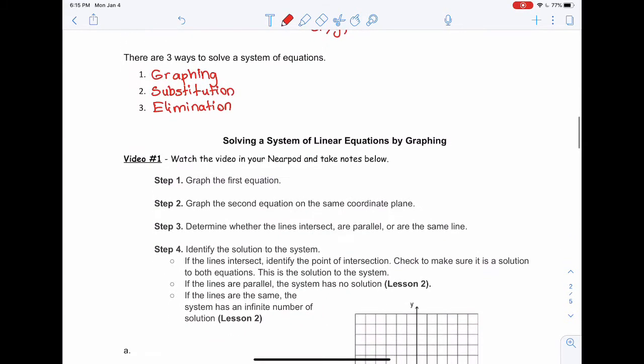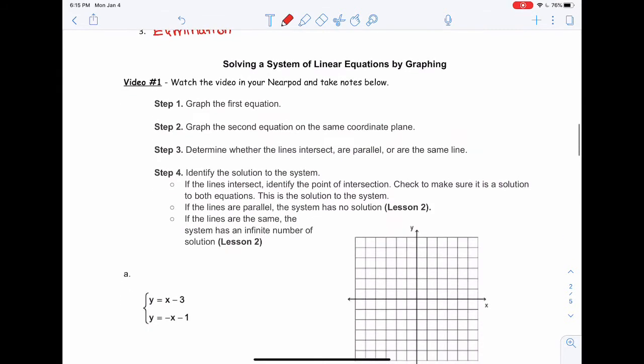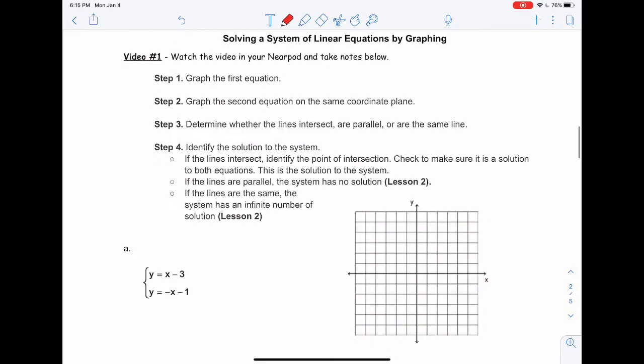In order to solve a system of linear equations by graphing, let's follow these 4 steps. The first step is graph the first equation. The second step is graph the second equation on the same coordinate plane. Step 3 is determine whether the lines intersect, are parallel, or are the same.